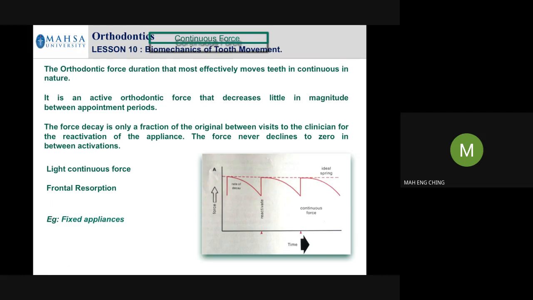So a lot of the time we put a flexible wire at the beginning, which is around nickel titanium. So nickel titanium is a flexible wire. So even though the force will decay, it never goes back to zero. It's still active, just not that tight or not that heavy. But every time you reactivate or tighten the braces, the force will go a bit higher.